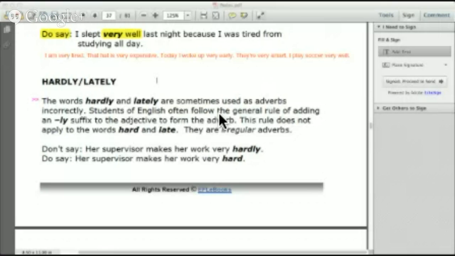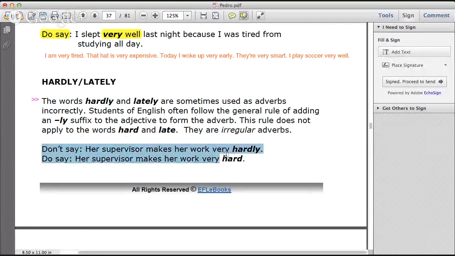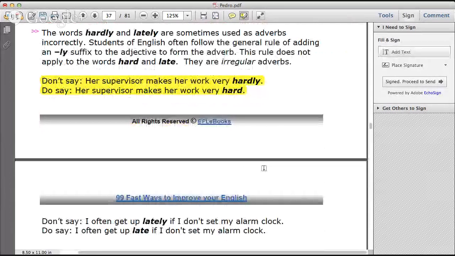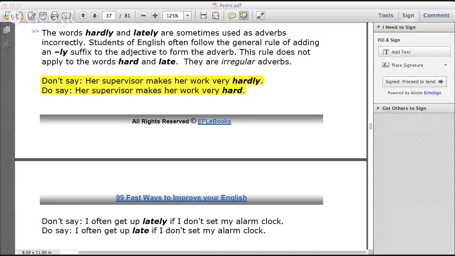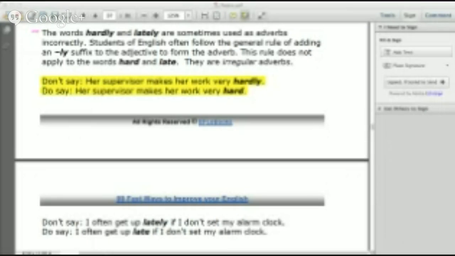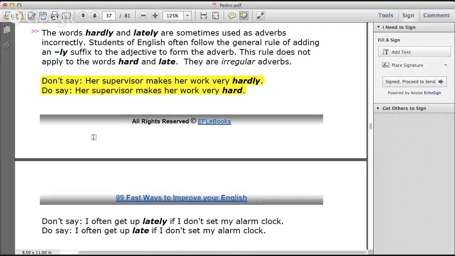Fausto, let me have you read these next two sentences here, please. Fausto? Okay, let's go to David. Don't say, her supervisor makes her work hardly. Do say, her supervisor makes her work very hard. Okay, very good. So when we say hardly, hardly has a meaning of very little.